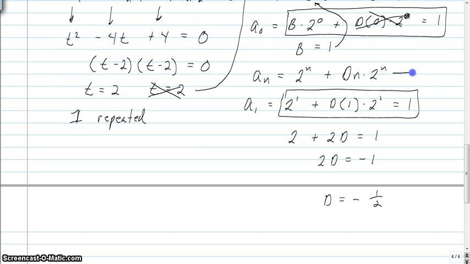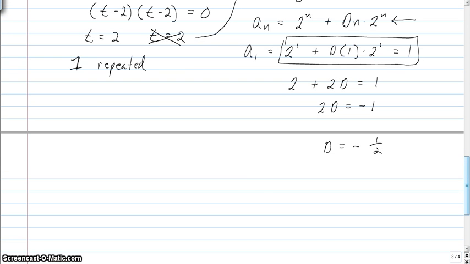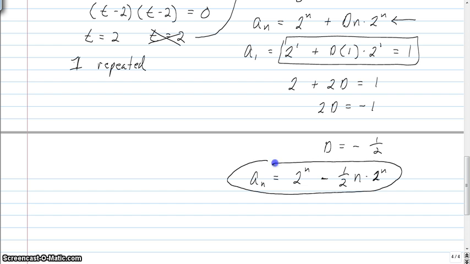Okay, so here was my solution. The only thing I didn't know there was d, and now I know that d is minus 1/2. So I've got 2 to the n, so plus minus 1/2, so I'll just write that as minus 1/2 n times 2 to the n. Okay, and I would take that as the answer.